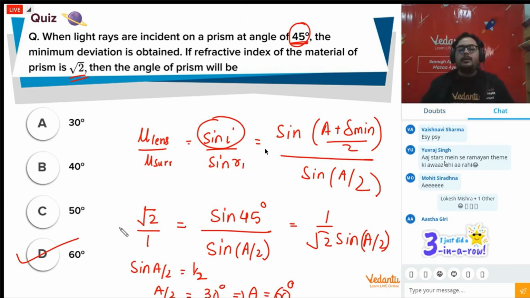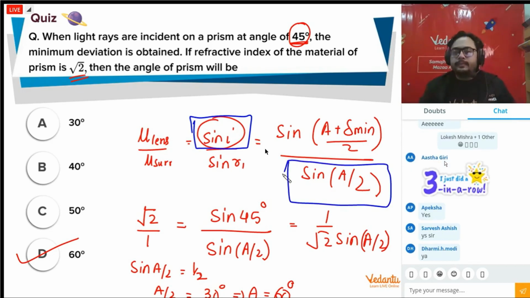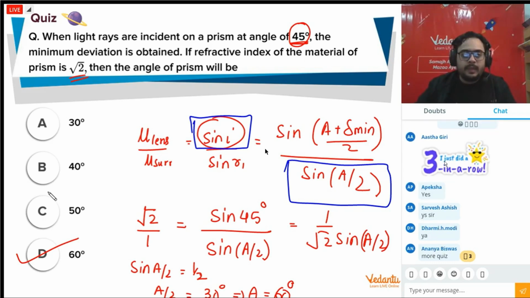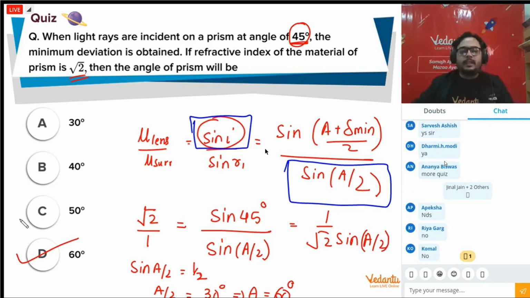Did you understand? I know it was a bit tricky because you had to use this and in the denominator you had to use this. It got a bit confusing, didn't it? So it was a good question. Those who did it, that is good. Any doubts? Okay, let's go.